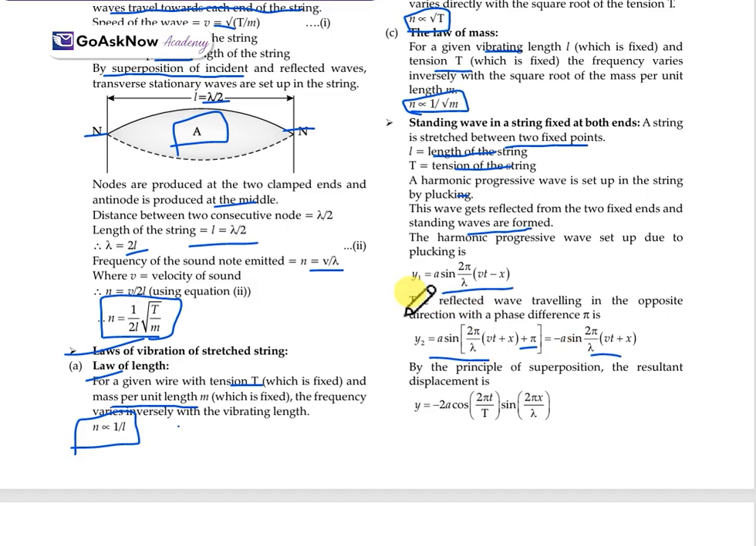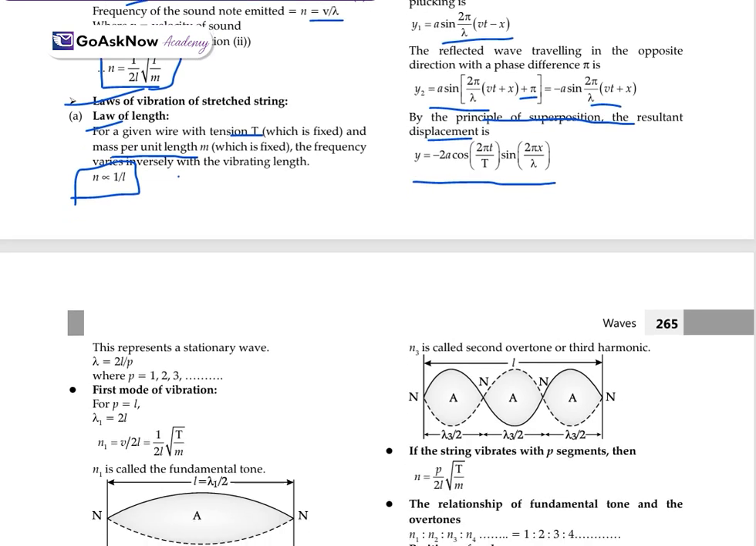Now, with y1 and y2, by the principle of superposition the resultant displacement will be y equals minus 2a cos 2 pi t upon T, sine 2 pi x upon lambda. This represents a stationary wave, where lambda equals 2L upon p, and p equals 1, 2 and 3.